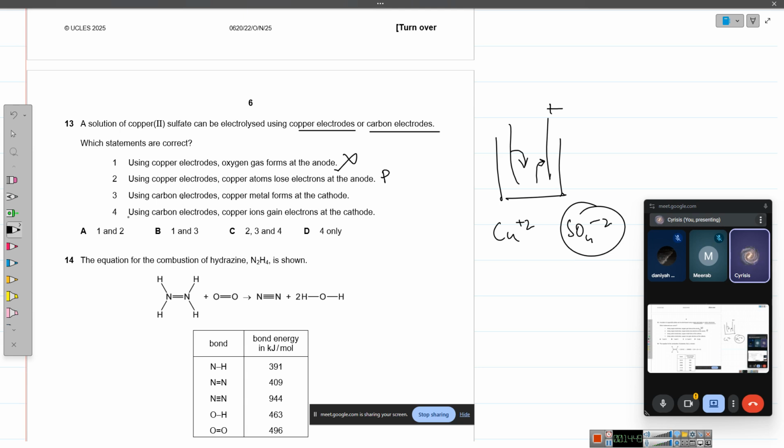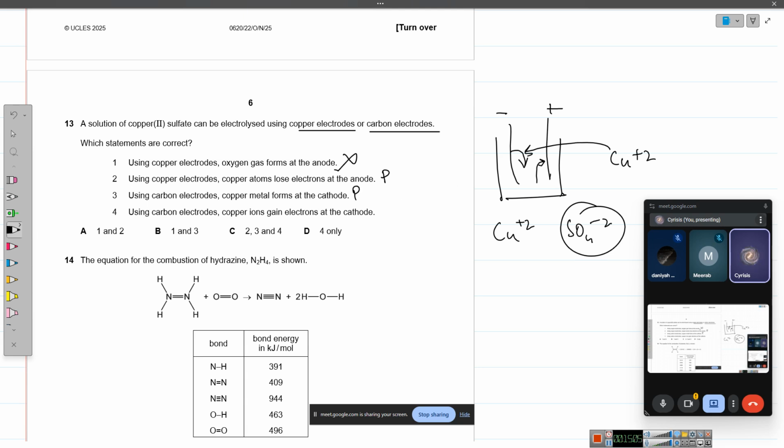Makes sense. Using carbon electrodes, copper metal forms at cathode. No, it will not, because at the negative we will get the Cu positive ions, right, to come to this, right? A copper metal will be formed again.